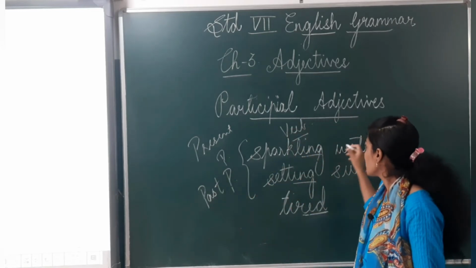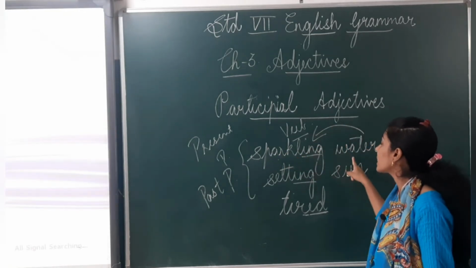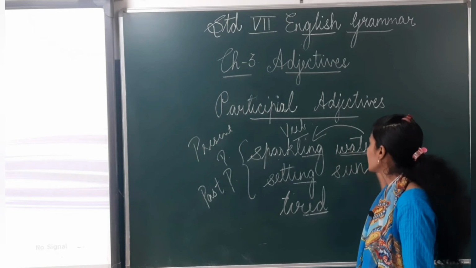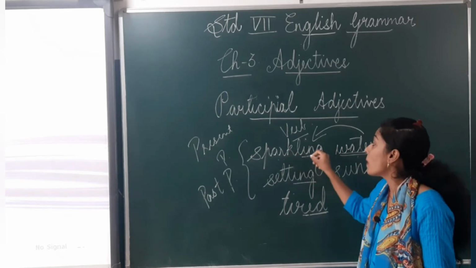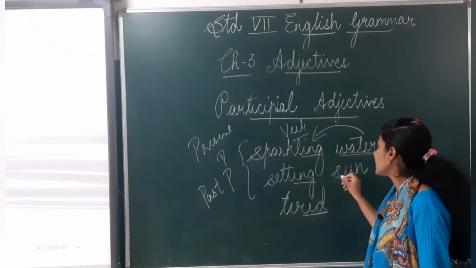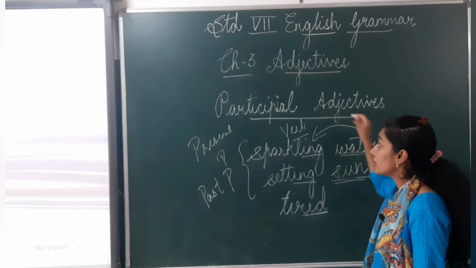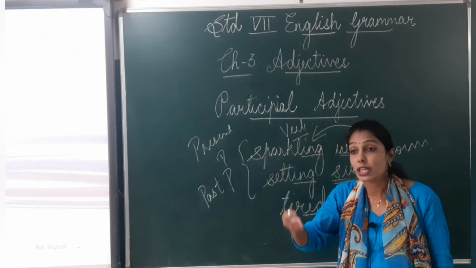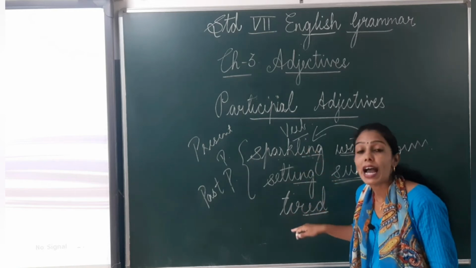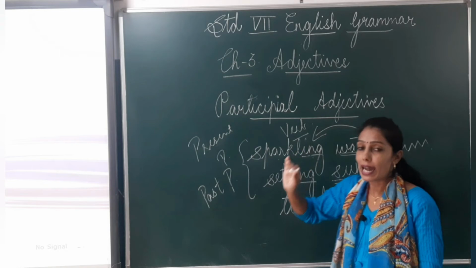Why? See, it is describing what? Sparkling water. So they are describing the water. It's qualifying the water. Sparkling water. Setting sun. So these are describing nouns. But the verbs are used in the ing form and in the ed form. So that is called participial adjective.